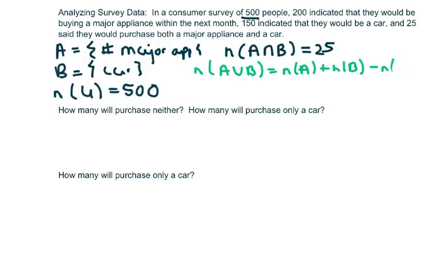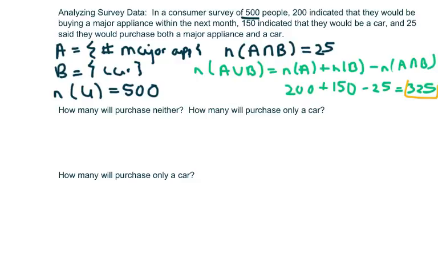So the union of A and B: the number in A is 200, plus the number in B is 150, but we have to subtract out both, because we're counting them twice if we don't. We subtract that out, we get 325. Because that's the number in both A and B. Okay, 325.